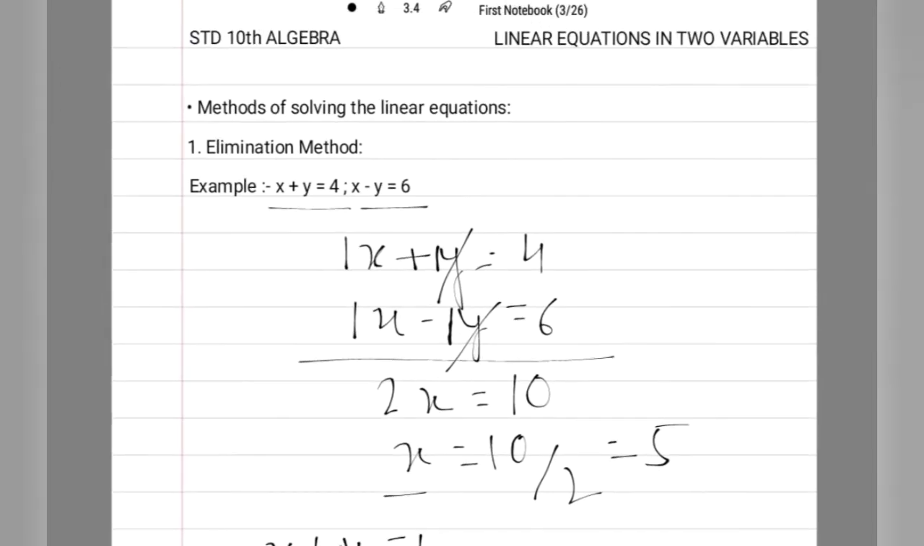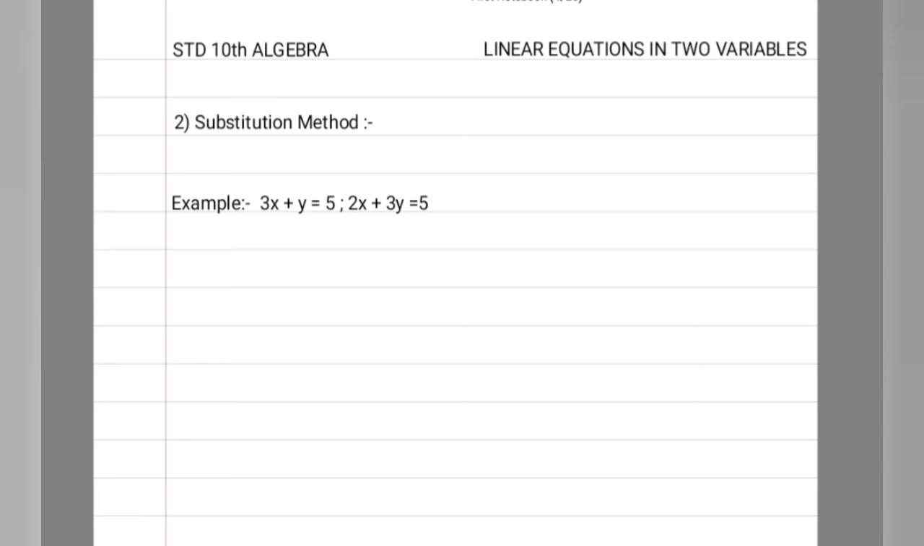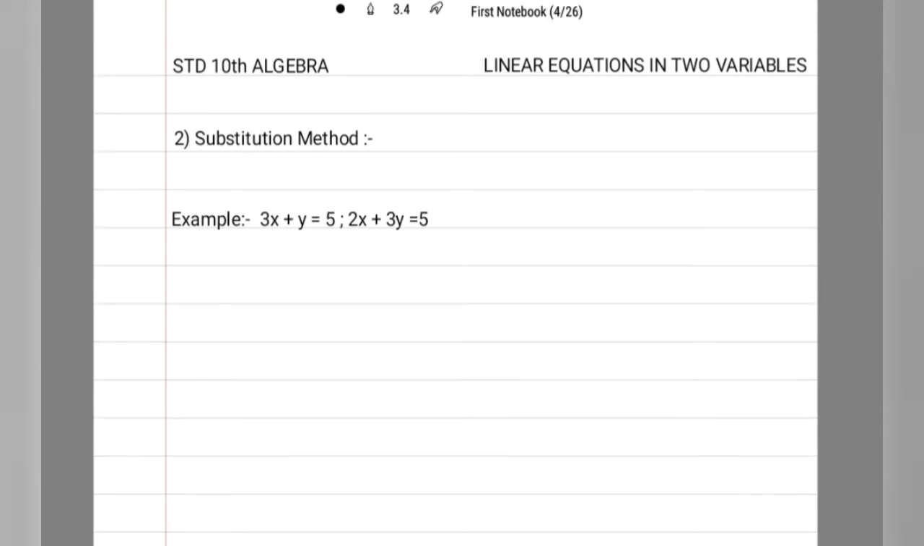So let's see the second method now, that is the substitution method. In this method, you have to express one variable in terms of the other variable and then substitute this value of the variable into the other equation and find the value of the variable. So this is a little confusing and I would like to explain it directly with the example.